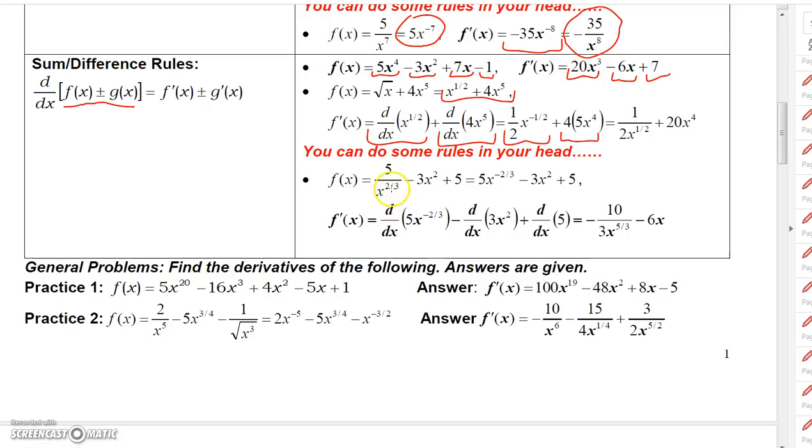And here's another one, 5 over x to the 2/3. Notice I wrote that as 5x to the negative 2/3. Then I have minus 3x squared plus 5. Well, I need to take the derivative of each of those terms.